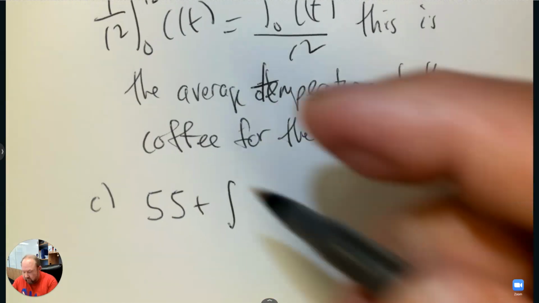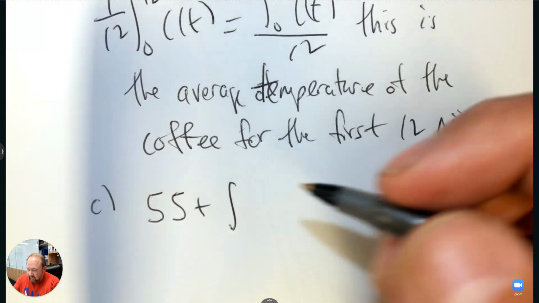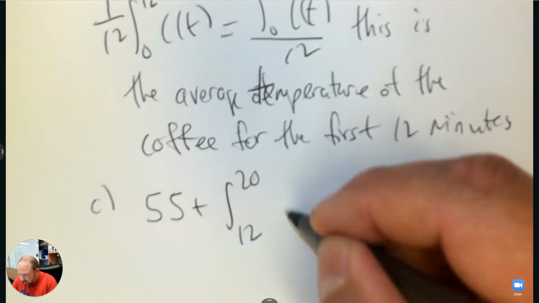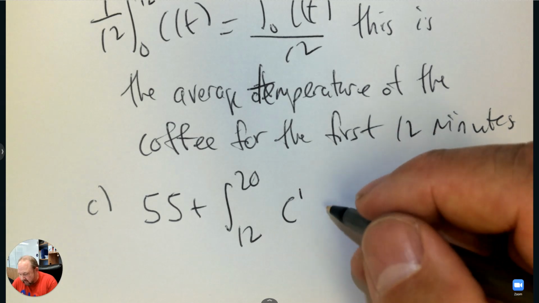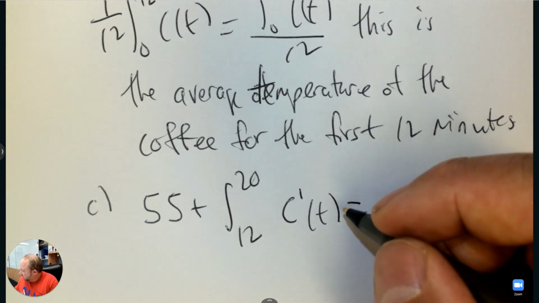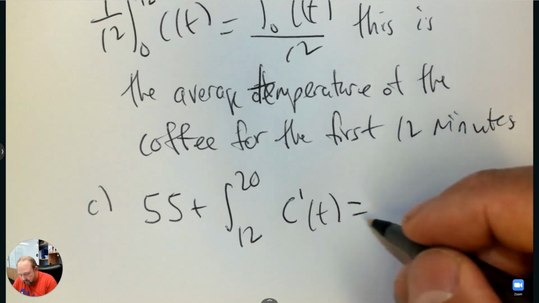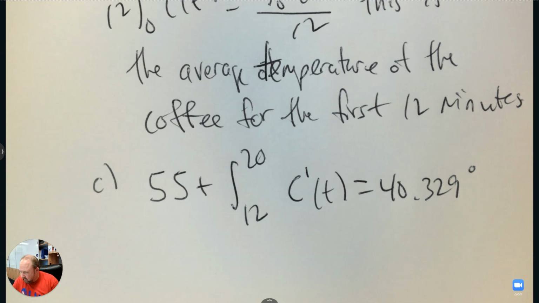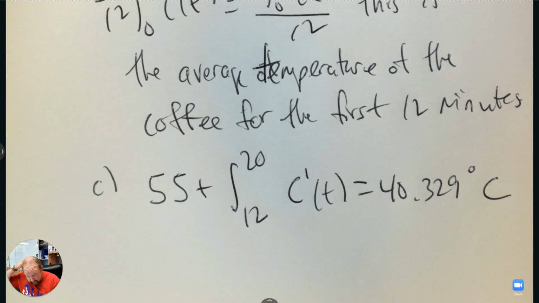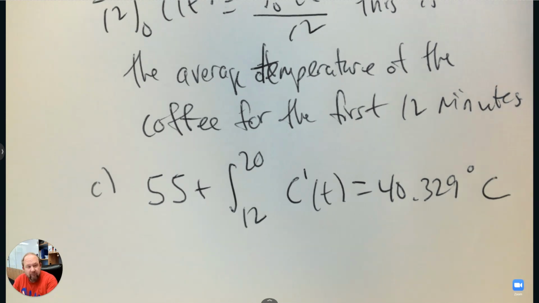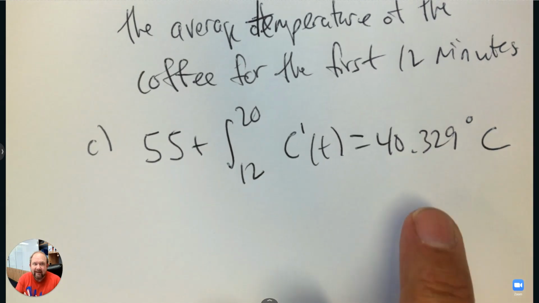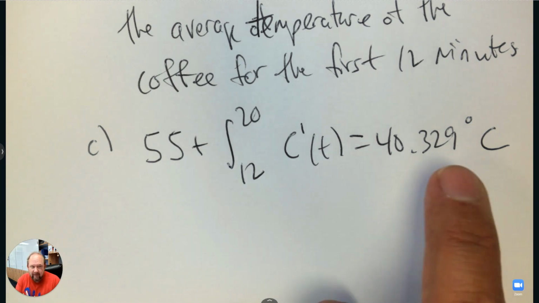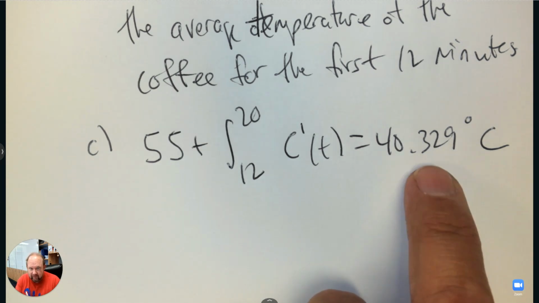Then I integrate the derivative that you're given, and I integrate from 12 to what I'm looking for. So it's 12 to 20. And then you would type that in your calculator, and the answer you would get is 40.329. And that's degrees Celsius. Not the average, sorry. That is the temperature at 20. So at T equals 20, the temperature of the coffee is now 40 degrees Celsius.